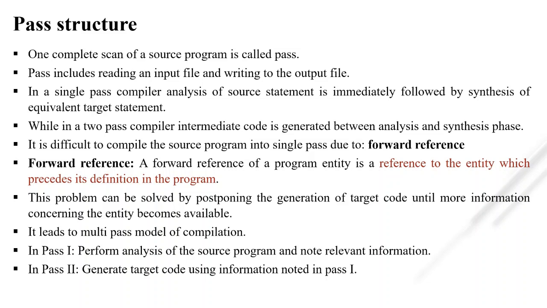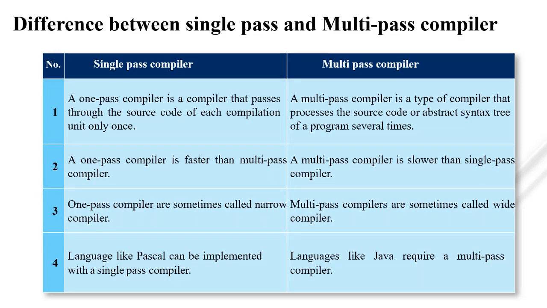The next topic is the difference between single pass and multi-pass compiler. Single pass is also known as one pass compiler. The first difference: a one pass compiler passes through the source code of each compilation unit only once. A multi-pass compiler processes the source code or abstract syntax tree of a program a number of times. Second difference: a one pass compiler is faster than a multi-pass compiler because it passes through the source code only once. A multi-pass compiler is slower because it takes several passes through the source code.